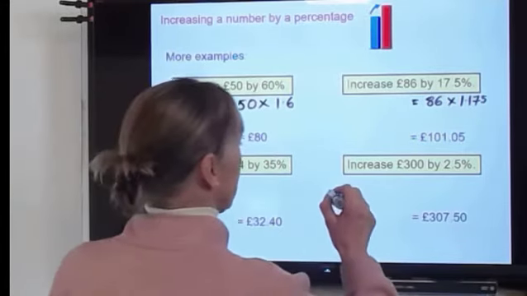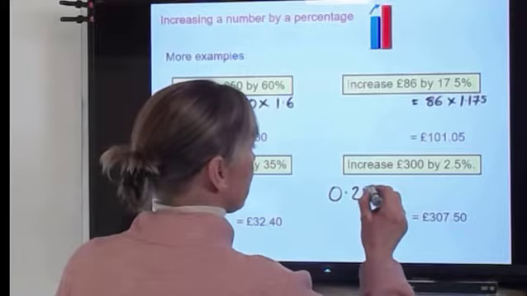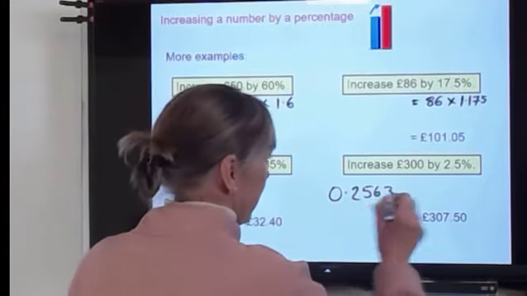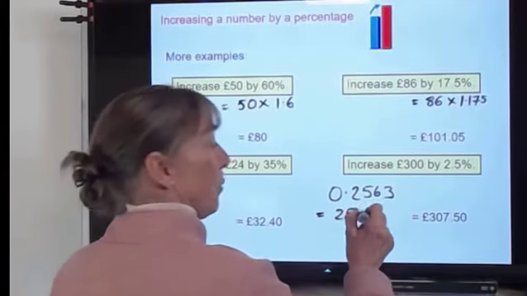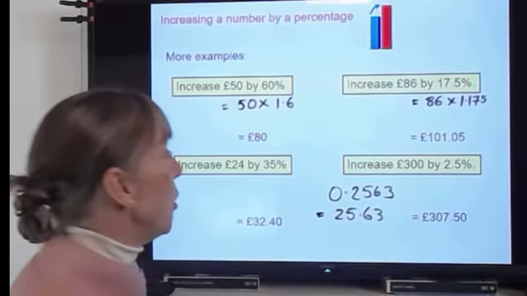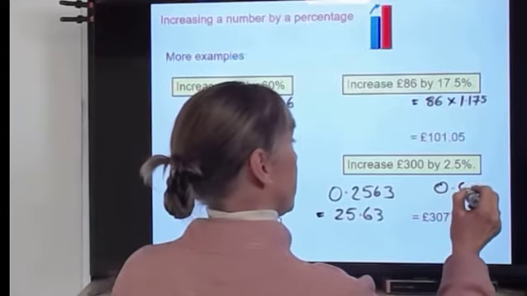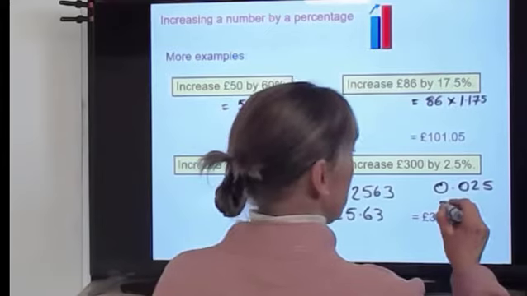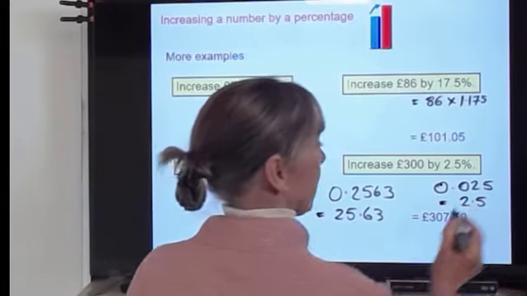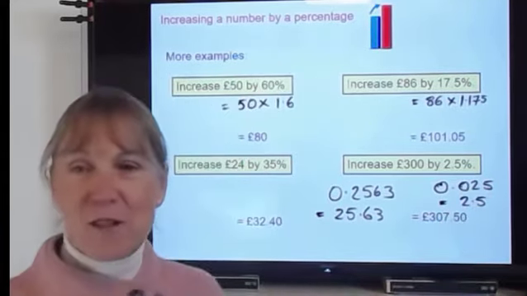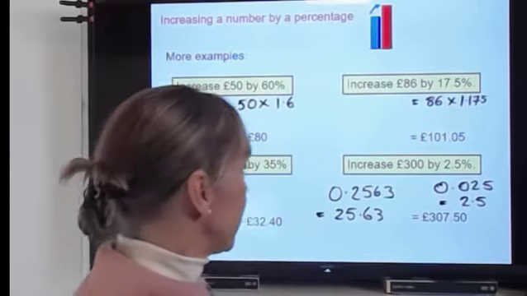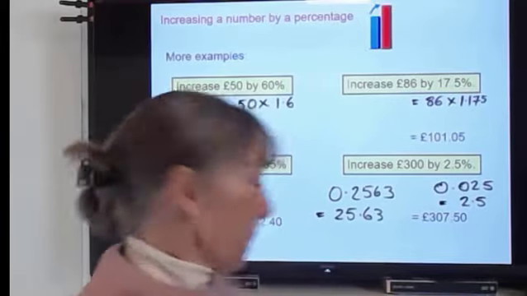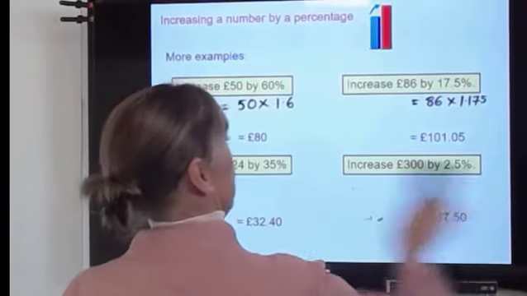Just on the side, 0.2563 as a percentage is 25.63. What would 0.025 be, written as a percent? It would be 2.5. The first two digits after the decimal place give you how many whole percent. So there's only 2 whole percent there, so we need that 0 there as a placeholder. Anyway, that was an aside.